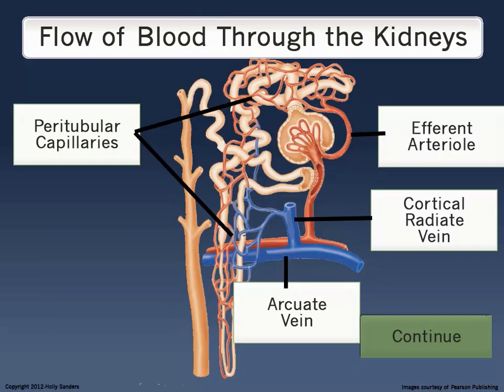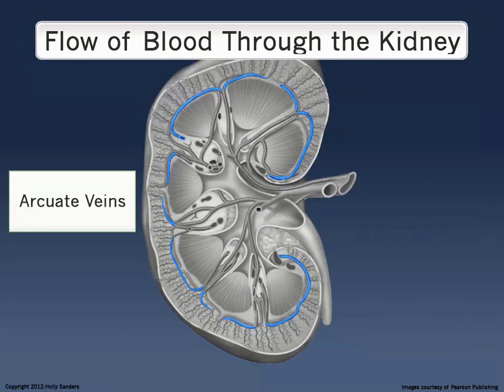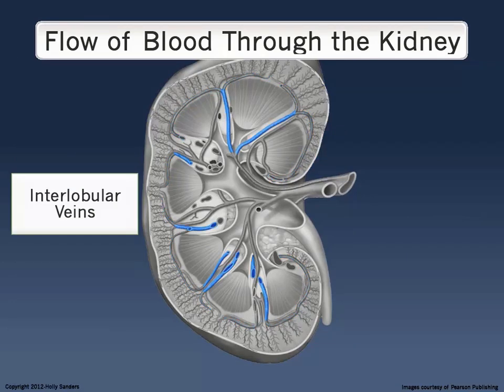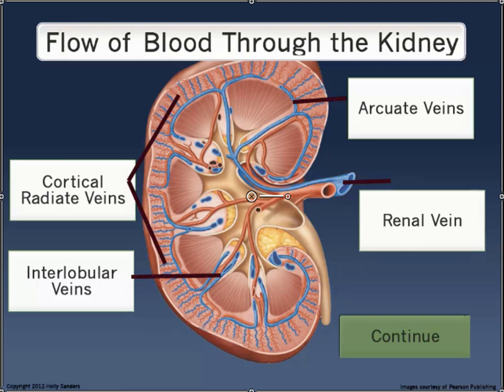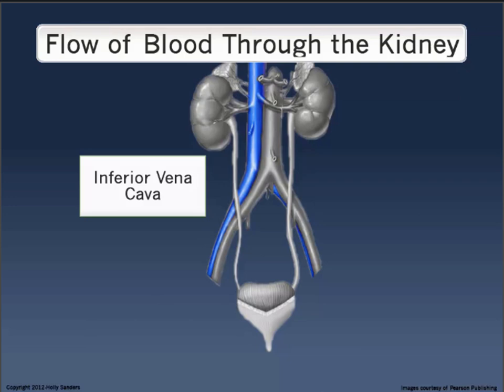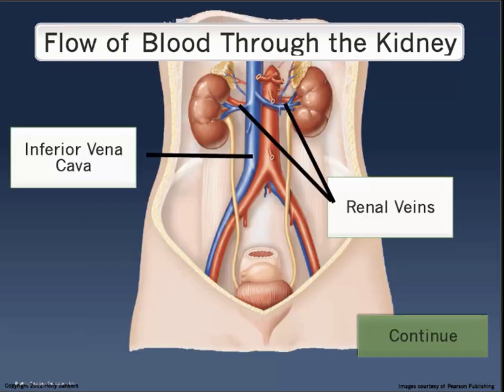Next, we'll look at how blood will exit the kidney to meet up with the vena cava to go back into circulation. The arcuate veins, interlobular veins, which finally meet up with the renal vein where blood exits the kidney through the hilum. From the renal vein, blood will enter the inferior vena cava, which will deliver it back to the heart.